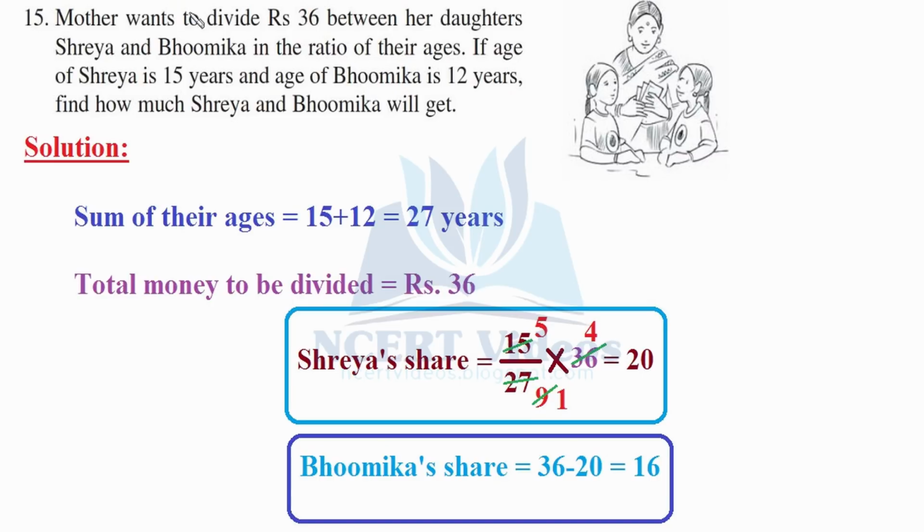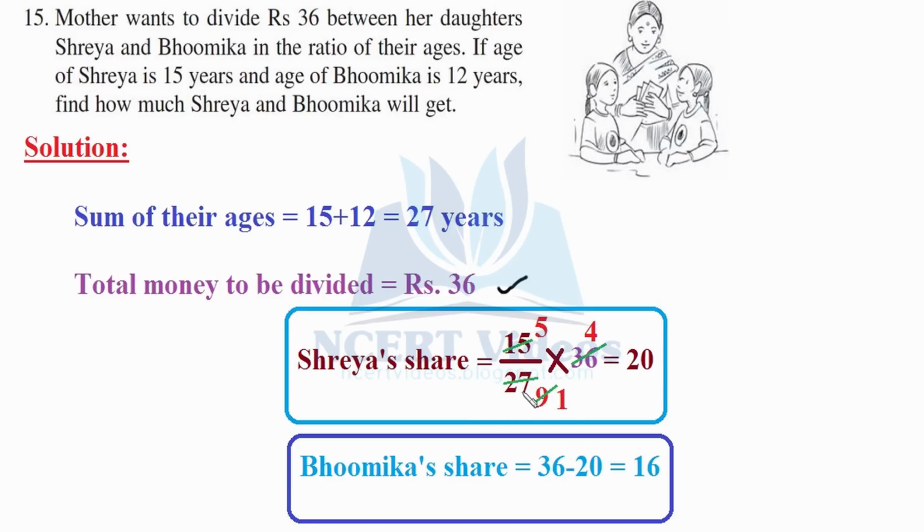15. Mother wants to divide rupees 36 between her daughters Shreya and Bhumika in the ratio of their ages. If age of Shreya is 15 years and age of Bhumika is 12 years, find how much Shreya and Bhumika will get. Now how do you do it? You can add the sum of their ages, because on this basis we have to divide the money. So it turns out to be 27 years. Now total money to be divided is 36. Now what is Shreya's share? It is her age, that is 15, because money has to be divided in terms of ages over total parts. So 15 over 27 into 36.